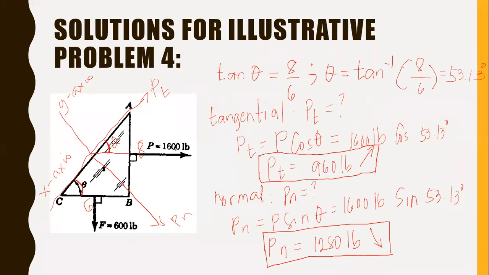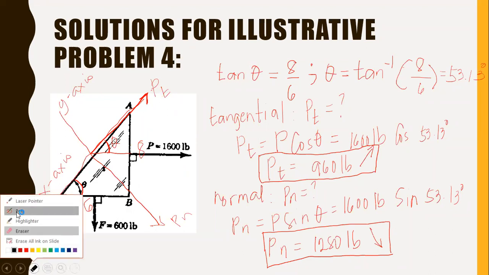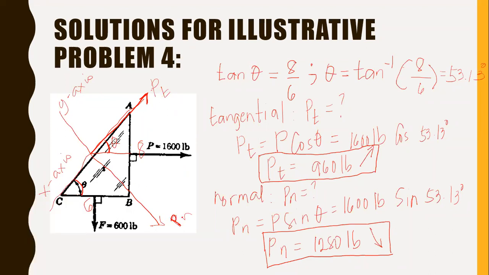Now, for tangent P, the direction would be this one. You have your PT, the tangential component for force P. And then the normal is this one. This one would be your PN, the normal. Now, for PT, PT is equal to P cosine theta, which is equal to 1,600 pounds cosine 53.13 degrees, where PT now is 960 pounds. The direction is this one going upward.